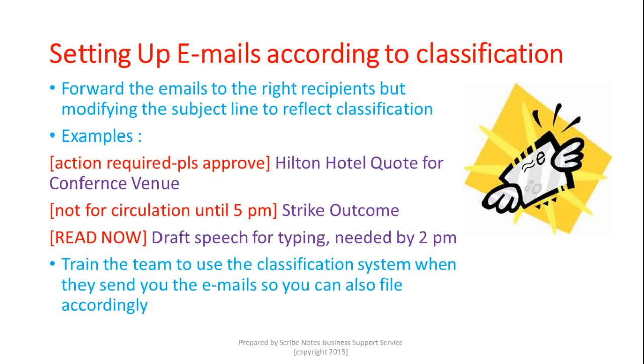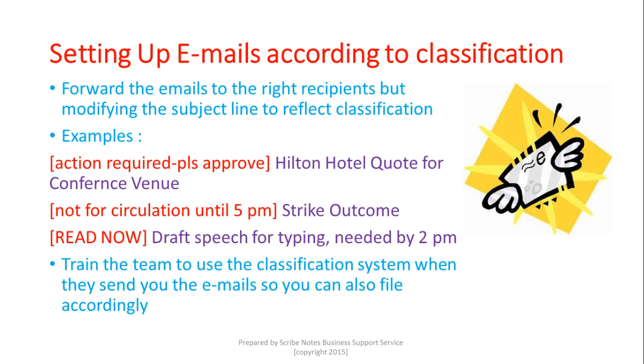When you forward the emails to the right recipients, you need to modify the subject line to reflect that classification. For example, if I received an email from a supplier, in this case Hilton Hotel, giving me a quote for a conference venue, I will forward it to my manager to approve by saying "Action required, please approve." Anything with "action required, please approve" among the emails I forward to my manager, she knows it has to be returned to me straight away, because I wouldn't be able to organize on her behalf if she doesn't approve it.